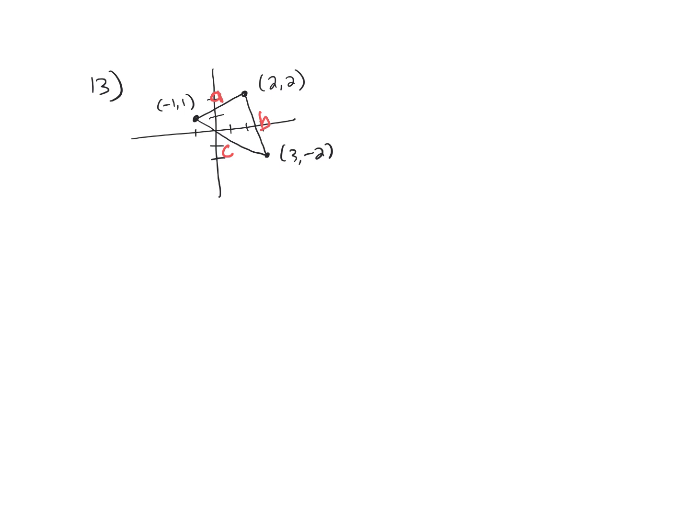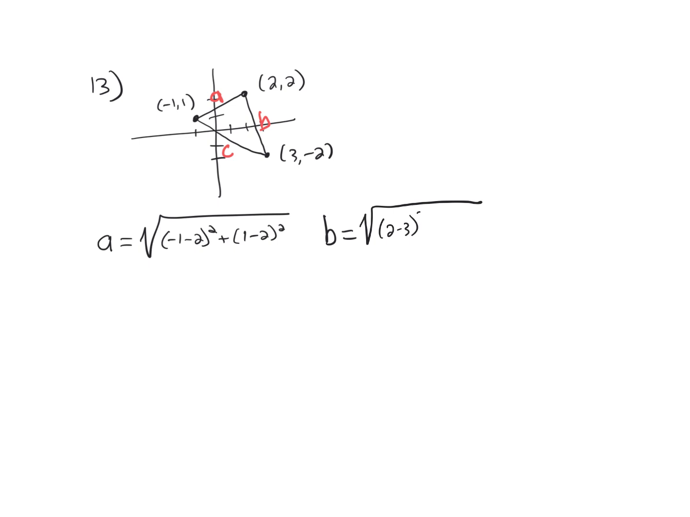So your problem is going to look like this. You're going to have A equals the square root. Now subtract your x's. Now remember, this is A, so I'm using these 2 points. So when I subtract the x's, I have negative 1 minus 2 quantity squared plus 1 minus 2 quantity squared. Now for B, you are finding the distance between these 2 points. So that is going to be the square root of 2 minus 3, that's the difference of the x's, and then 2 minus a negative 2 for the y's.